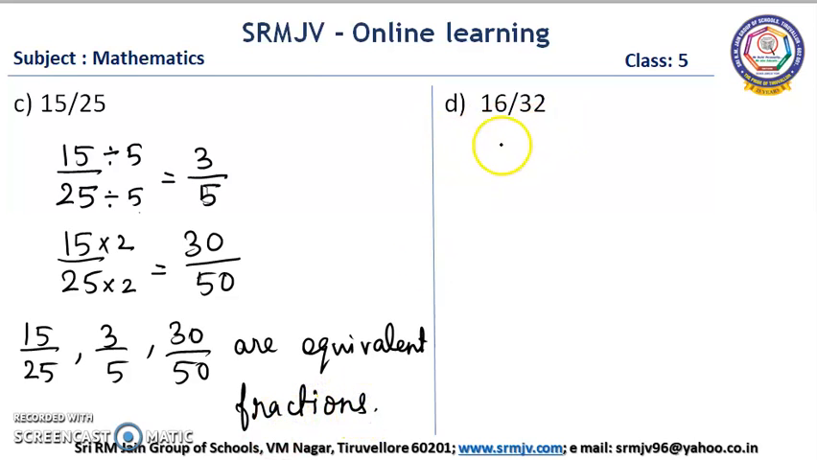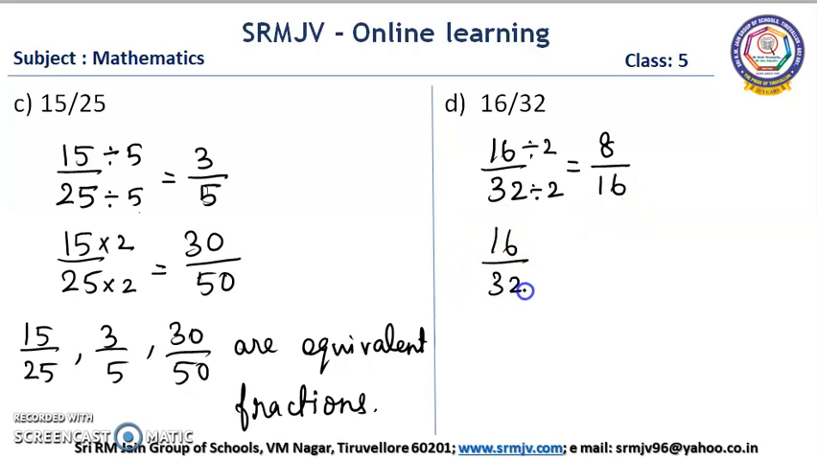The next fraction is 16 by 32. Now, both the numbers are even numbers, so we can divide the numerator and denominator by 2. Isn't it? 16 divided by 2, that is 8, 32 divided by 2, that is 16. 8 by 16 is the first equivalent fraction.